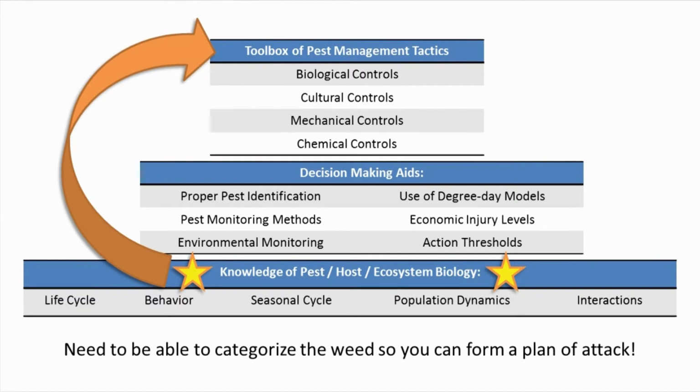There are 4 types of controls: biological, cultural, mechanical, and chemical, which includes both synthetic and organic chemicals. We'll focus on cultural, mechanical, and chemical control. Biological control for weeds is not typically used in our home or small garden situation, but can be used to help remove some invasive plants from the landscape.